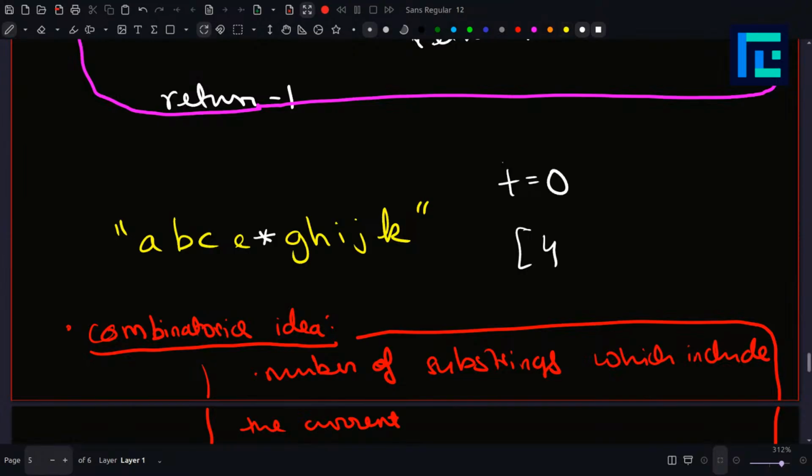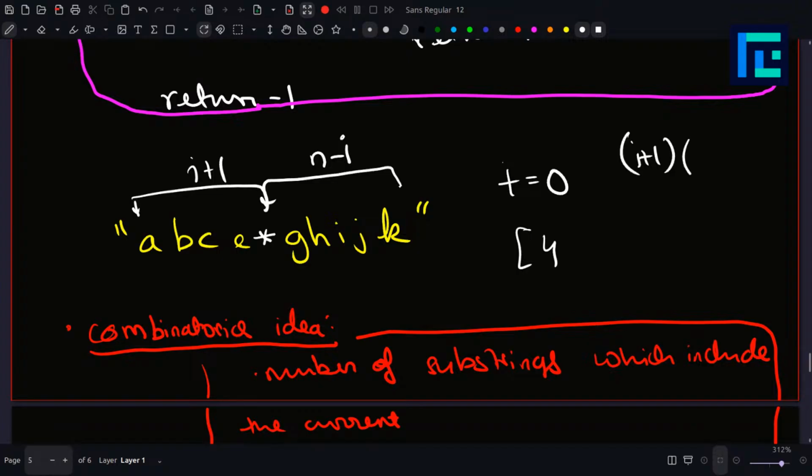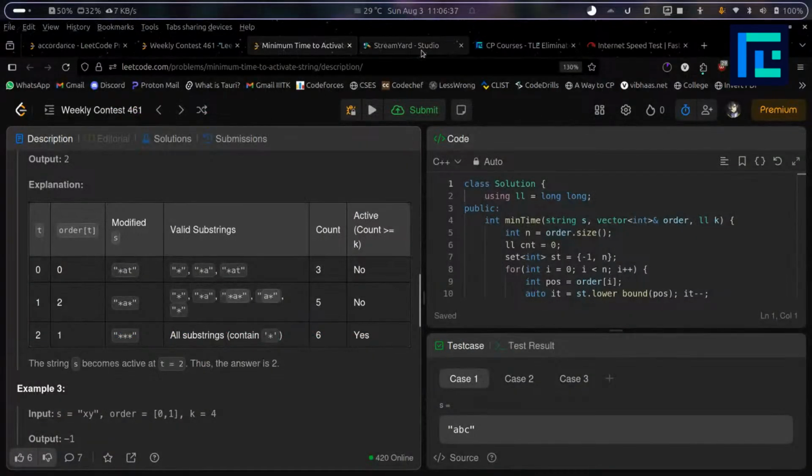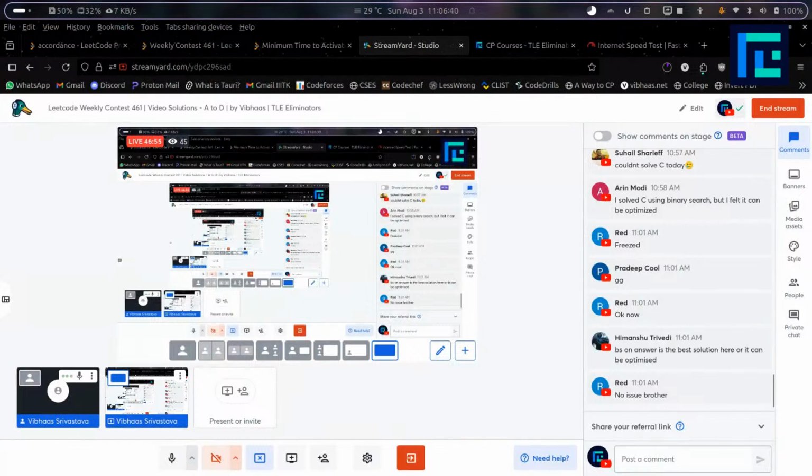Now because this is the first star, there are no other stars to interfere with our count, right? So we just need to take I plus 1, and here we simply need to take n minus I. For the first star, it will always be I plus 1, where I is the position, times n minus I, and that is the number of substrings formed at time equals 0, or the first step.